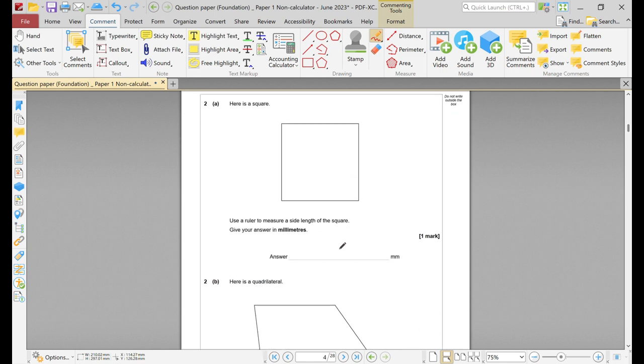Here's a square. Use a ruler to measure the length of the side of the square, answering in millimeters. Because it's a square, we know all sides have equal length. From the mark scheme, I can see that it's about 55 millimeters. So we don't want centimeters, it'll be 5.5 centimeters. Just watch out for that. So it's 55. It can be anywhere between 54 and 58.